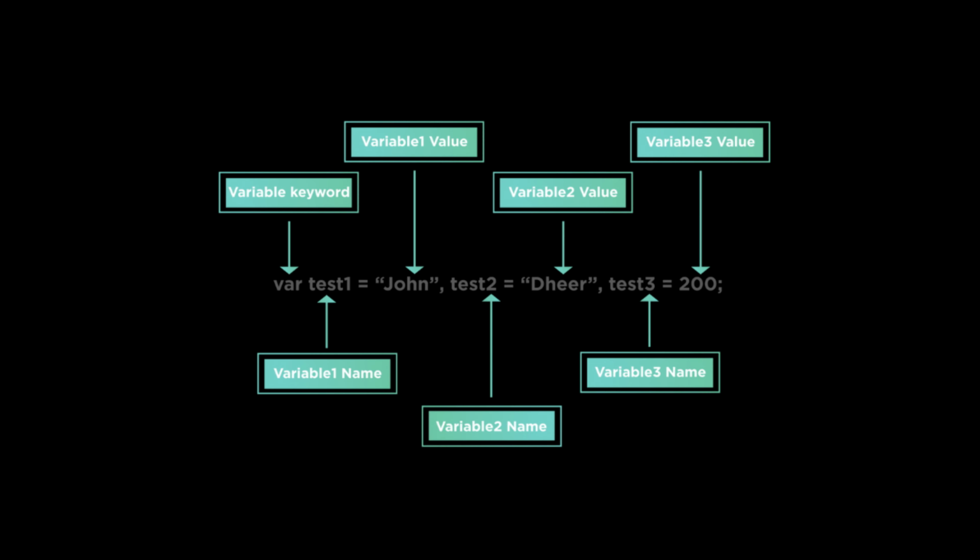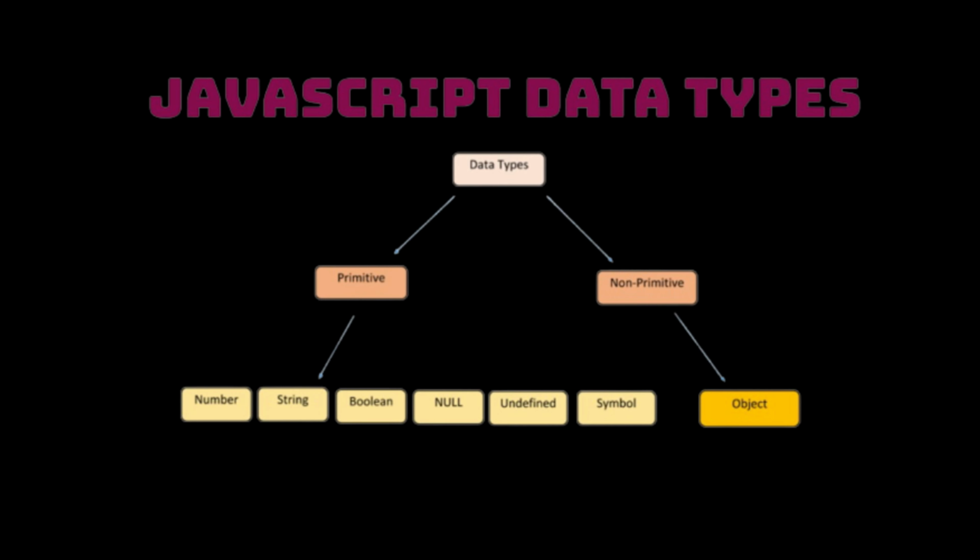Now that we've covered the basics of declaring variables in JavaScript, let's talk about the different data types that can be stored in variables. In JavaScript, there are 7 primitive data types: number, string, boolean, null, undefined, bigint, symbol. In addition to these primitive data types, we also have two non-primitive data types: objects and arrays. Primitive data types are simple values, while objects and arrays are more complex data structures that can store multiple values and properties.